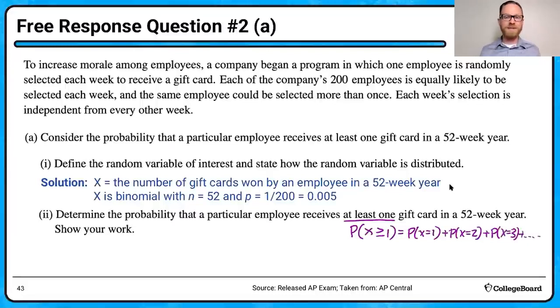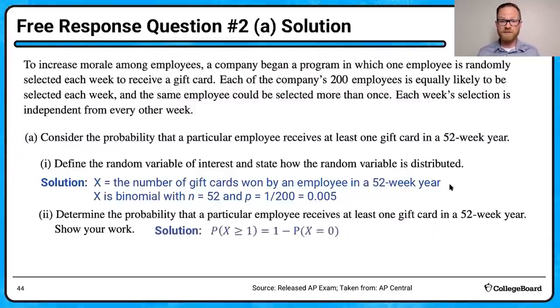Now, we can't possibly calculate all of those individual probabilities. So it's going to be helpful here to use the complement rule. And the complement is like, what don't we want? Well, if we want 1 or more, the thing that we don't want is the probability that X equals 0. So we can simply do 1 minus the probability that X is 0. So here's our model solution. The probability that X is greater than or equal to 1 equals 1 minus the probability that X equals 0.